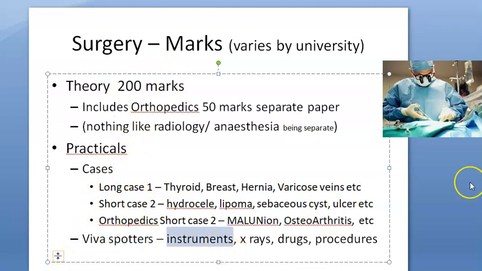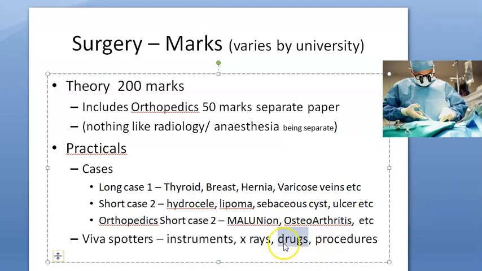In viva, you will have instruments, the same instruments, all your variety of scissors. You will have Mayo scissor, etc. Then coming to X-rays, you will have a variety of surgery X-rays. What will you get? Any obstruction, intestinal obstruction. Is it a large intestine obstruction? Is it a small intestine obstruction?